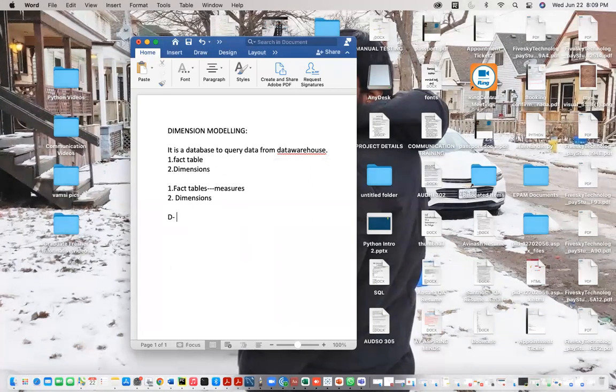So you can say dimensions are qualitative things and measures are quantitative. Dimensions are color coded in blue, and measures are color coded in green. These are the major differences between dimensions and measures. If someone asks the major difference, dimensions are qualitative and measures are quantitative, and dimensions are color coded in blue while measures are in green. That's it. Next, going to facts.